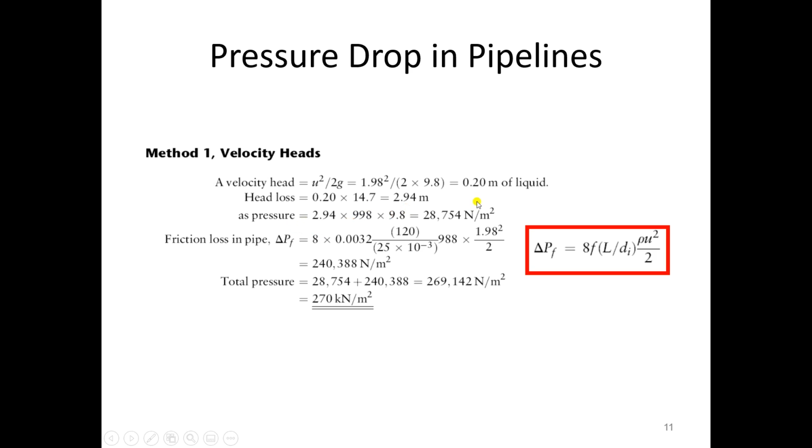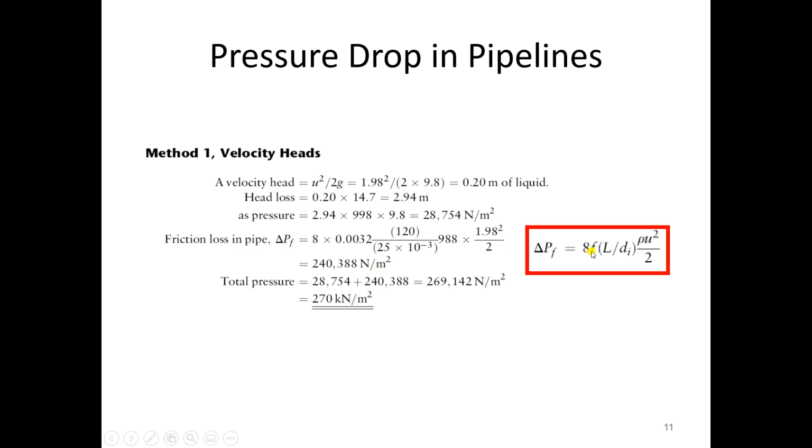As a pressure value, because this is in meters, we convert it into newton per meter square. So 2.94 meter, 998 is the density, and 9.8 is the gravitational acceleration. So we get 28,754. Later we calculate the friction loss in the pipe. So this is the friction loss of the pipe, and this one is the miscellaneous losses.